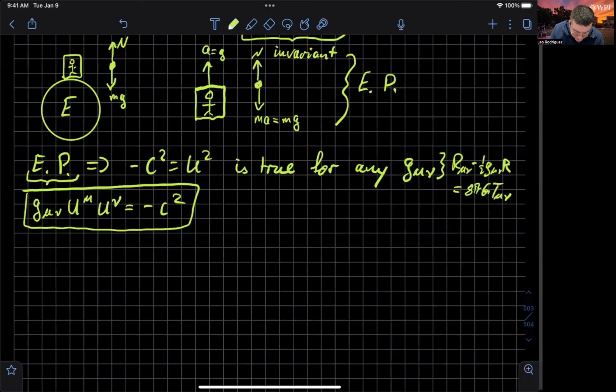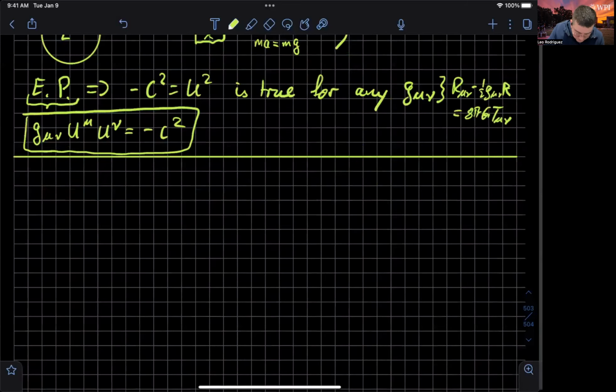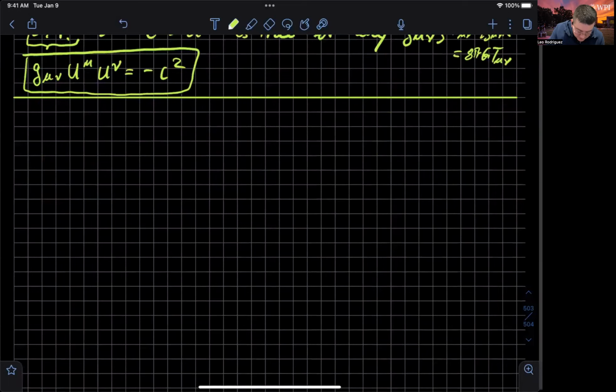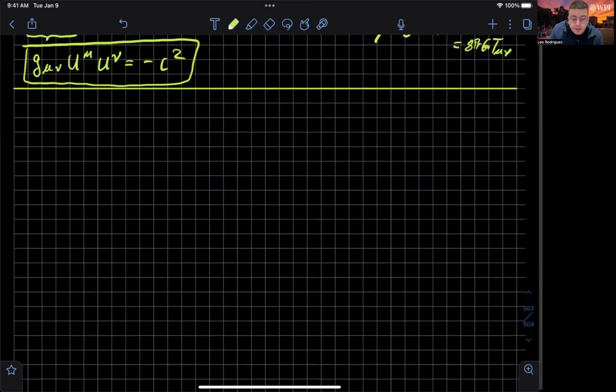So now we've established what the equivalence principle means general relativistically with the rigorous mathematical equation. So I'll keep that there. Now I want to talk about how the equivalence principle relates to metric compatibility.